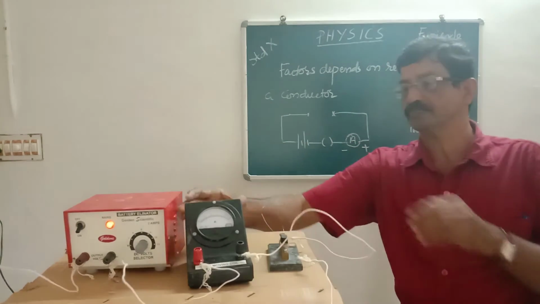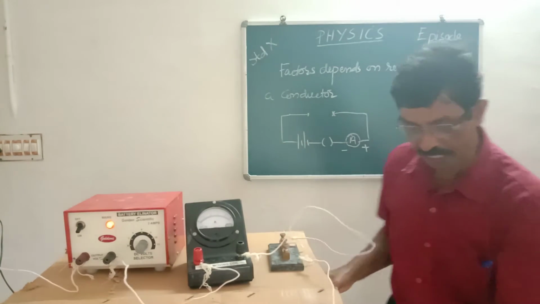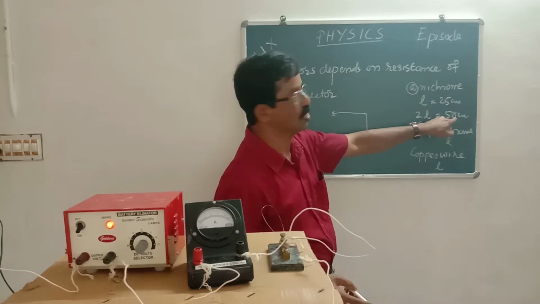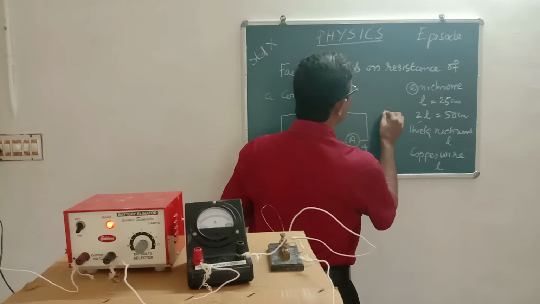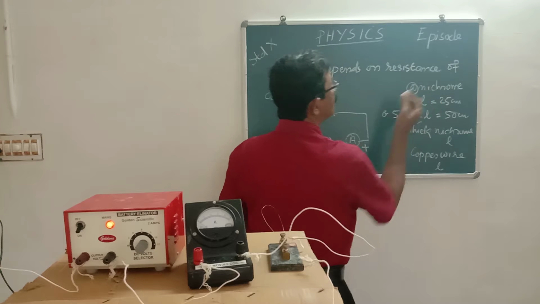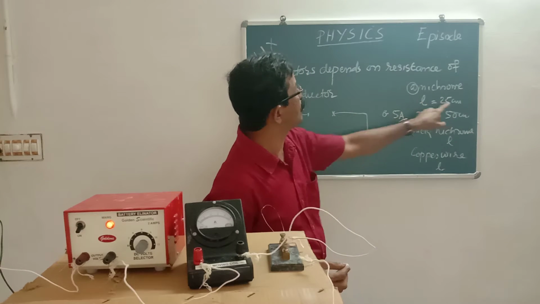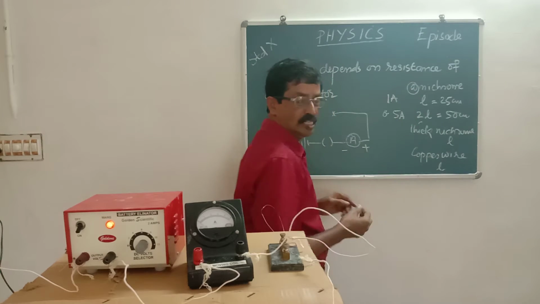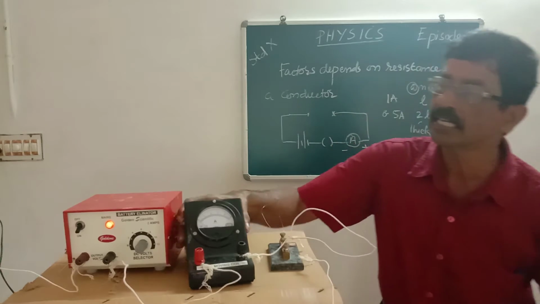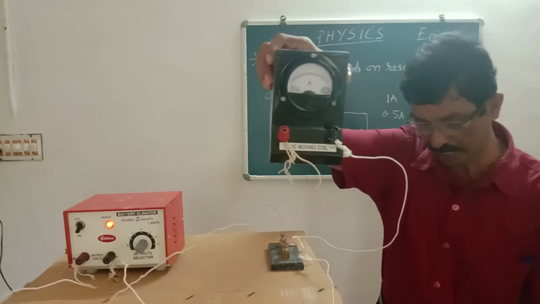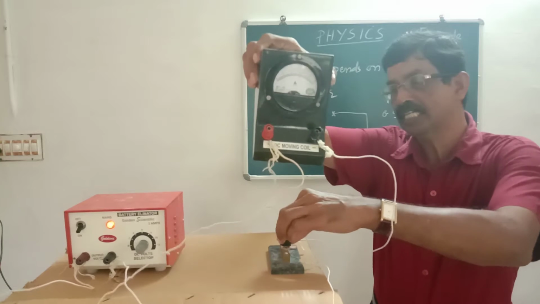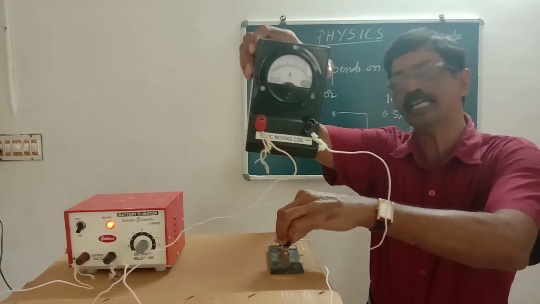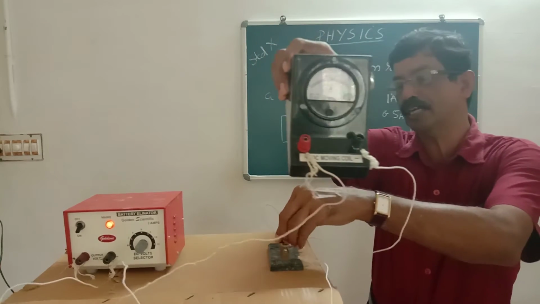Now, after opening this switch, at first when the nichrome wire was of length 2L, that is double length, the current was only 0.5 ampere. Now with the nichrome wire of length L only, the current is 1 ampere. You can see the current. Once again, here are no readings in the ammeter, but when I switch on, you can see the deflection. You can see the deflection.